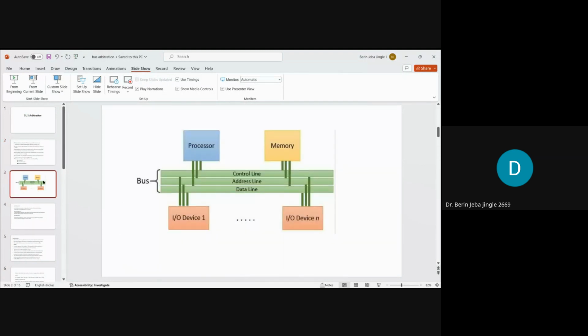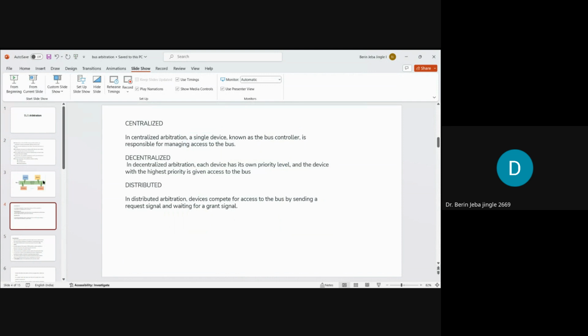So this, already in the morning, we studied. The bus is connected to the processor, memory, and all the I/O devices. Then these are the three methods of bus arbitration: centralized, decentralized, and distributed.